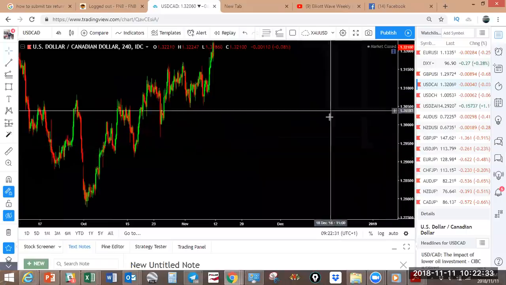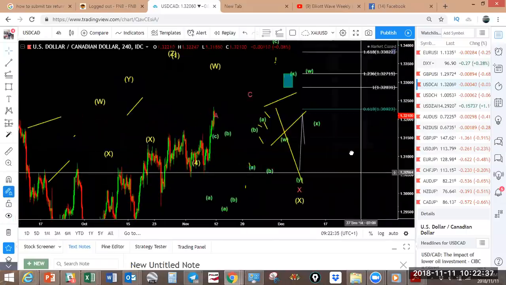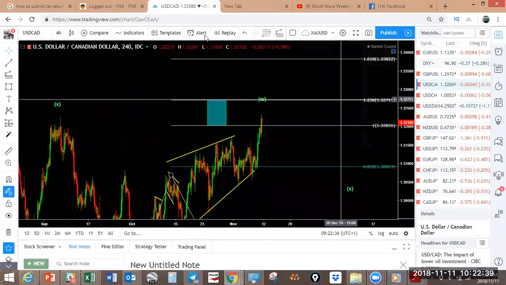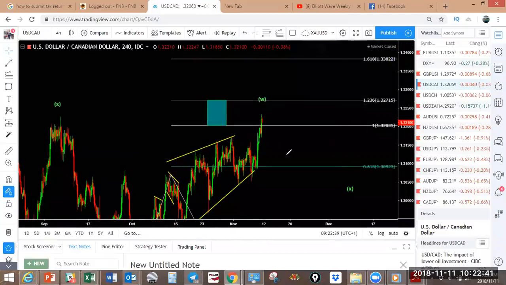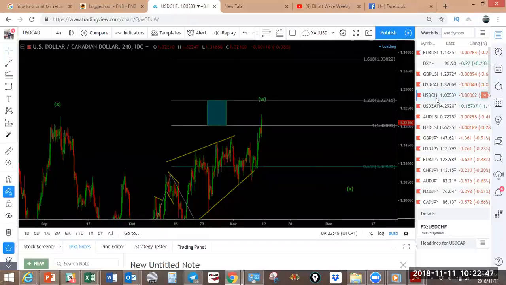And that correction will be starting in the blue box. Let's show that. So we're right in the blue box, so we expect the correction to start here. A little bit of a deeper one, and we'll take it up from there. That's USD CAD, CHF.